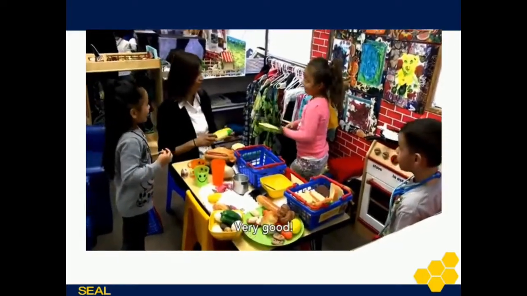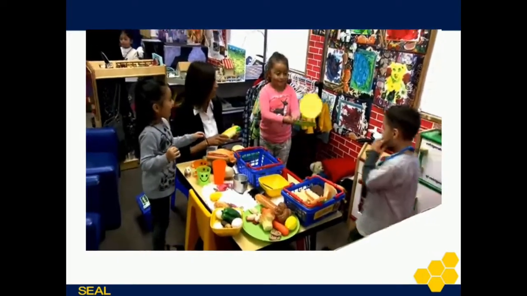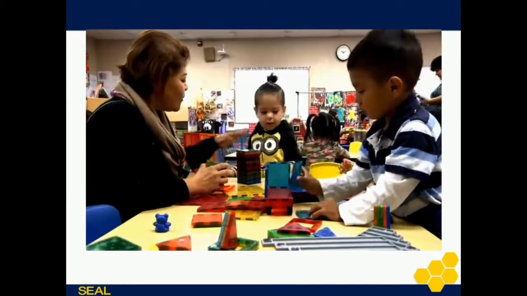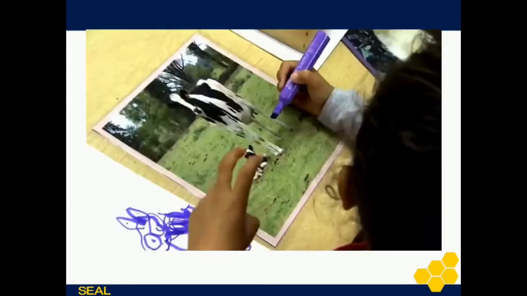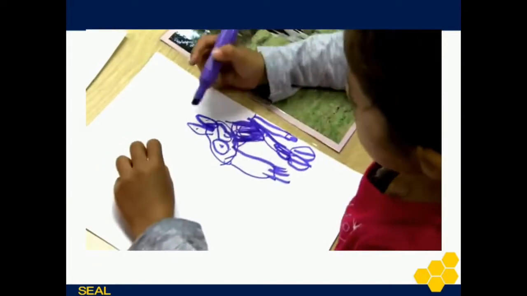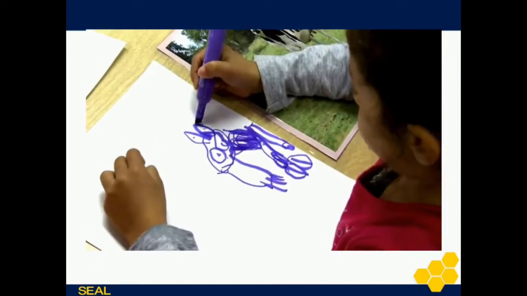Muy bien. This is how young children learn. They learn through play. They learn through pursuing what is interesting to them, where their curiosities are, and where their personality takes them.